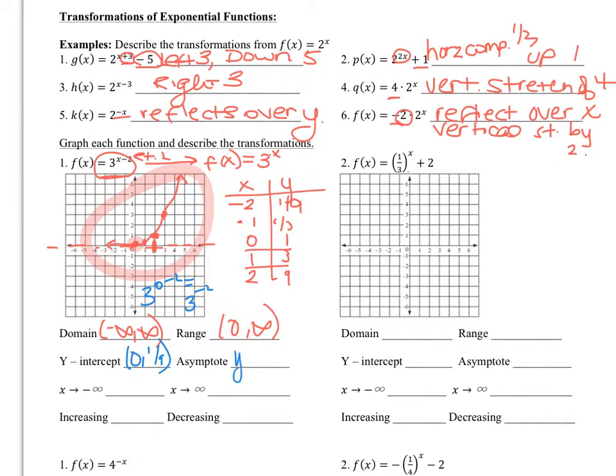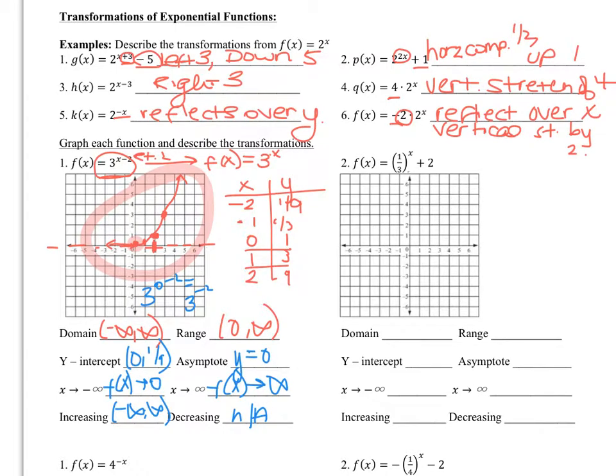My asymptote is at y equals 0. When f of x is going to -infinity, where's y going? To 0. When x is going to +infinity, where's y going? To infinity. And is this function increasing or is this function decreasing? Well, it's increasing from -infinity to infinity, and it's not decreasing because it's exponential growth.